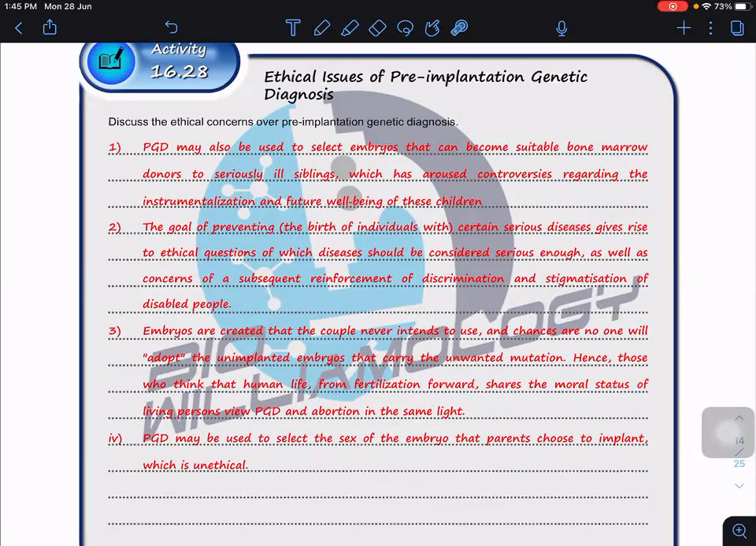The goal of preventing certain serious diseases gives rise to an ethical question: which disease should be considered serious enough? You say, oh, this is very severe. How severe is severe? Is thalassemia severe or not? Is sickle cell anemia severe or not? Can you see that? But we cannot simply say sickle cell anemia is very severe. Then it will give us this problem called stigmatization, like COVID, right? Before, oh, you got COVID. Oh, this place has COVID, so we won't visit. So in this case, we create discrimination.